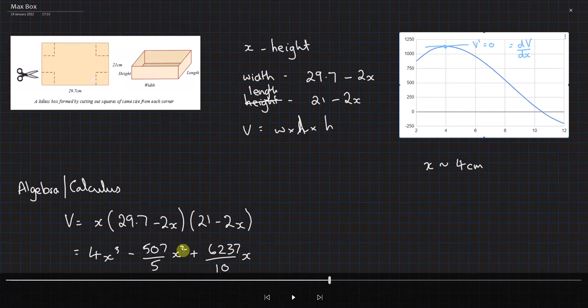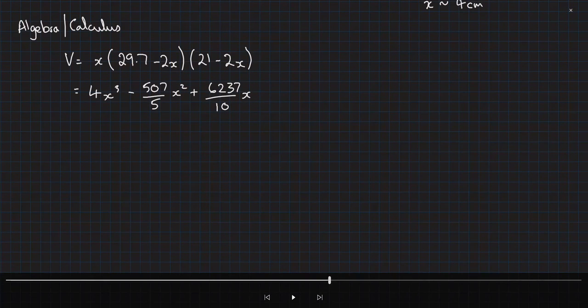Divided by 5, or you should get 101.4 x squared. And the last part, which is the x times the 29.7 times 21, gives you 623.7 x. I'm going to use the fractional version just to keep us going forward. So now, the next step is to differentiate it, because I want to find the maximum.